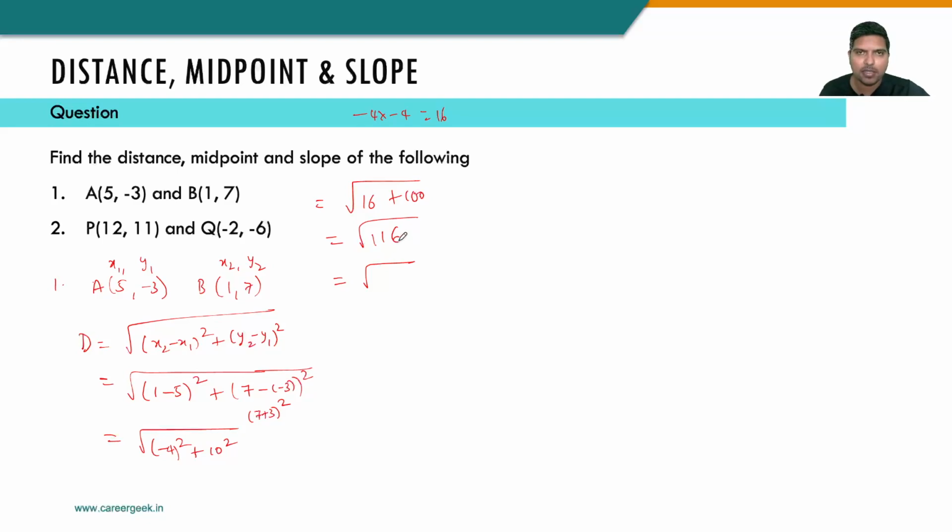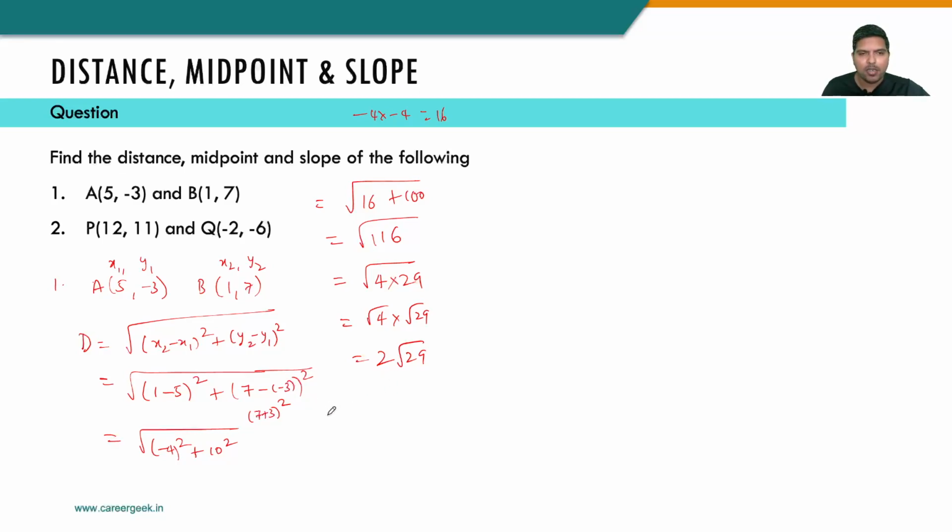We have discussed this in exponents and roots. So 116, if you factorize, you get something like this. The square root of a into b is square root of a into square root of b. Because I know 4 is a perfect square, I have written in multiples of 4.